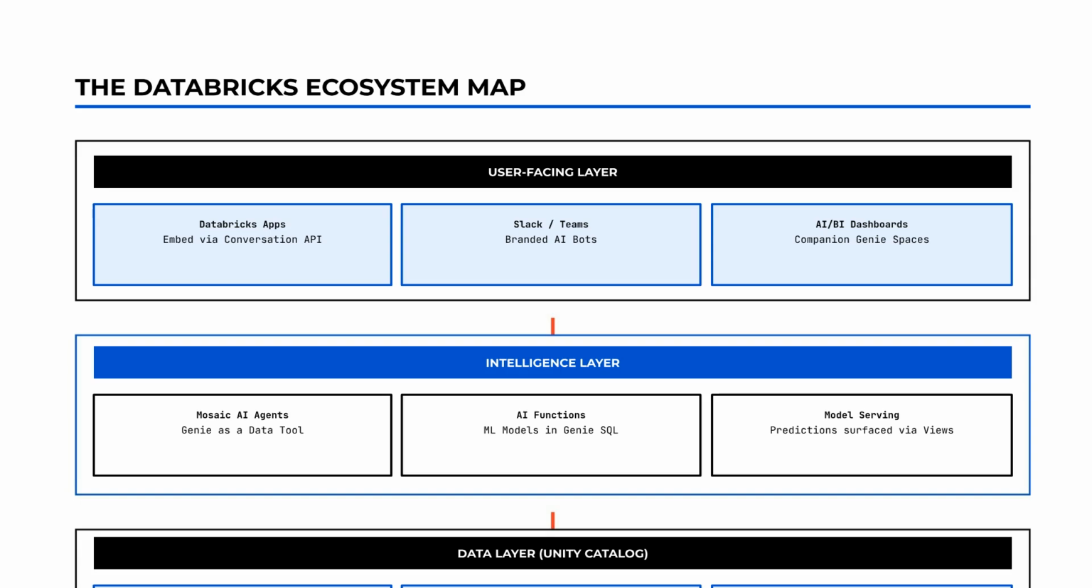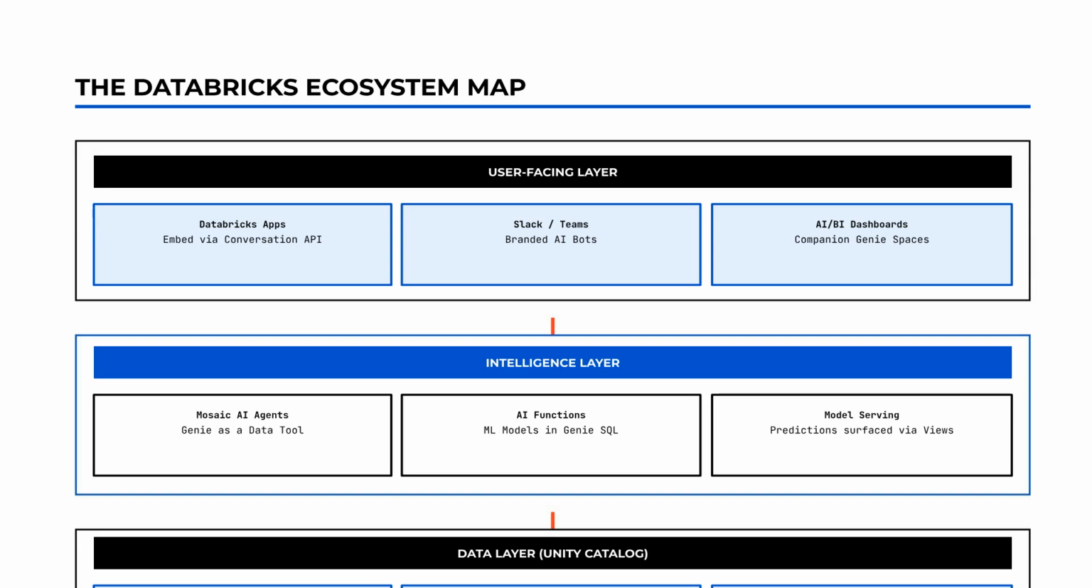It's a deeply integrated conversational layer across the entire Databricks lakehouse, which is what makes it truly powerful. At the user layer, Genie can be embedded through the Conversation API into Databricks apps, Slack, Teams, or internal portals to create tailored, role-based analytics experiences. When paired with AI BI dashboards, every dashboard automatically gets a Genie companion, allowing users to move seamlessly from viewing charts to asking deeper questions in natural language. This visualization to exploration flow significantly improves data adoption.